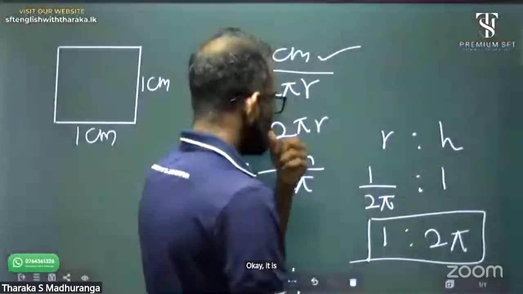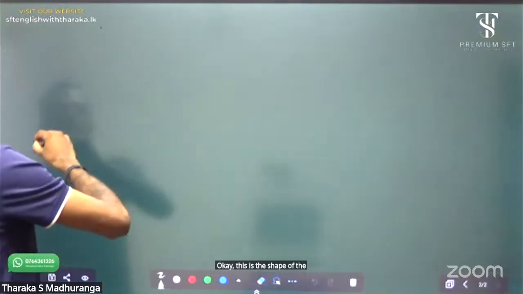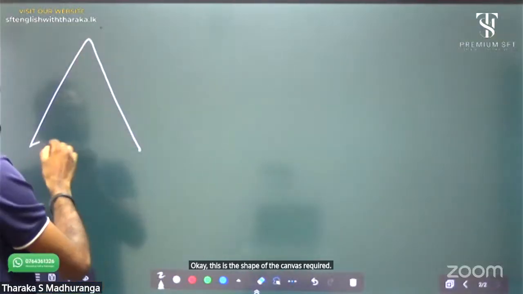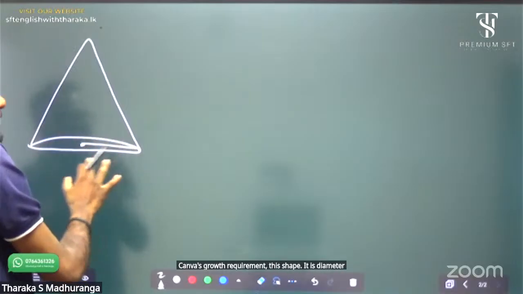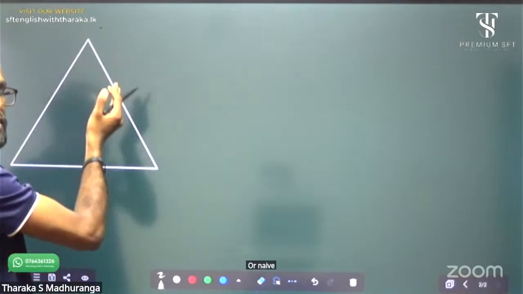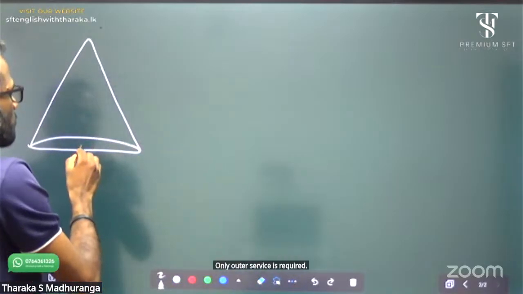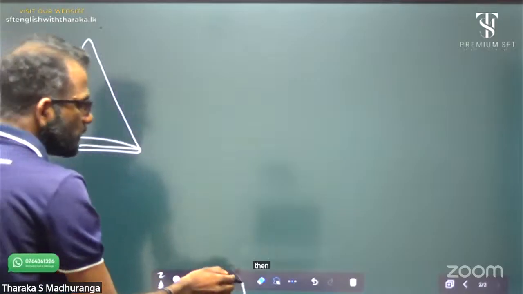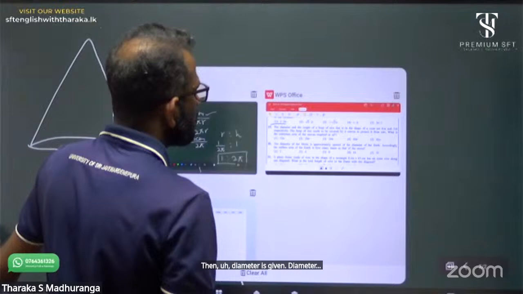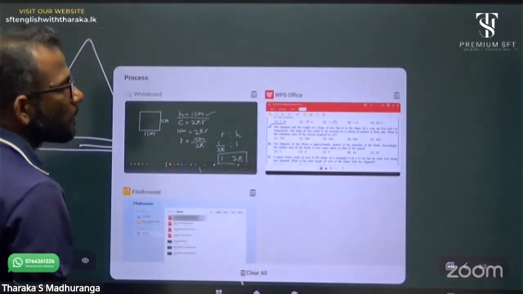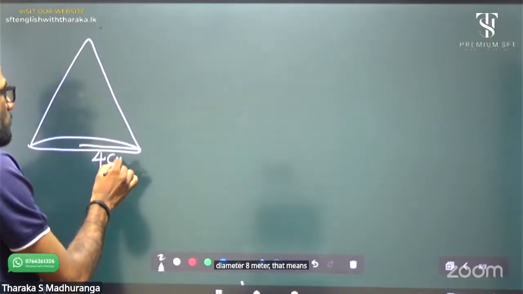Okay, it is very simple. Okay, this is the shape of the canvas required. Canvas cloth requirement. Now only the outer surface, not the base, no? Only the outer surface is required. Then the diameter is given, diameter 8 meters. That means radius 4 meters.